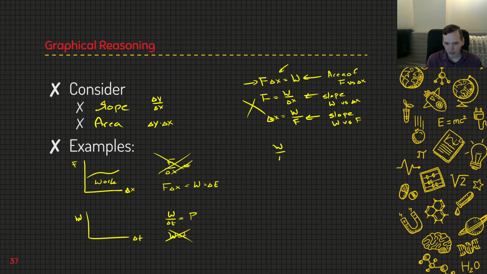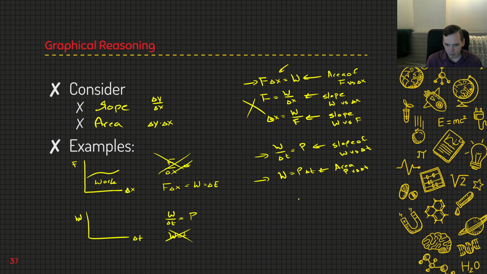We already talked about one. Work over delta t is equal to power. So this is the slope of work versus change in time. That is common. You will see that. We can rearrange it. Work is equal to power times change in time. This will be the area of power versus change in time. This isn't quite as common, but you will see this one from time to time.